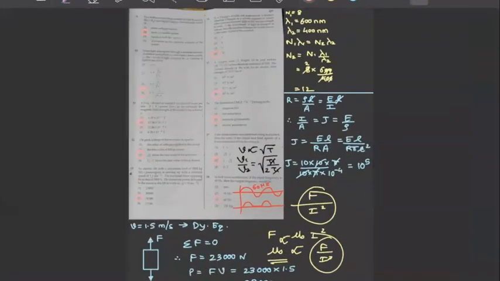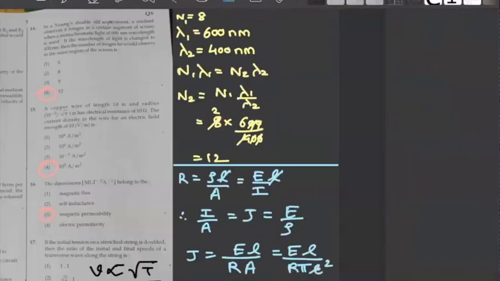Okay. So going ahead, we have here the third page. This we already did. So yeah, this one was number 18. So this is question number 19 now.